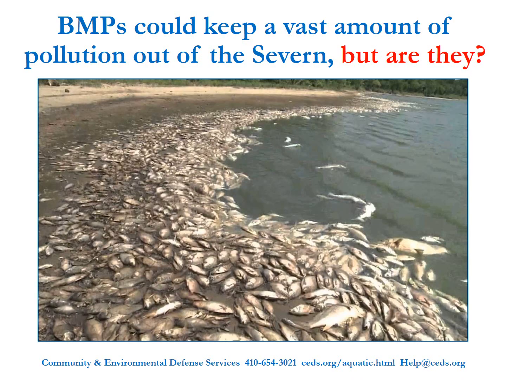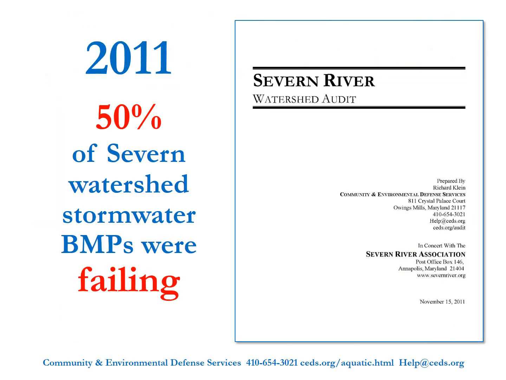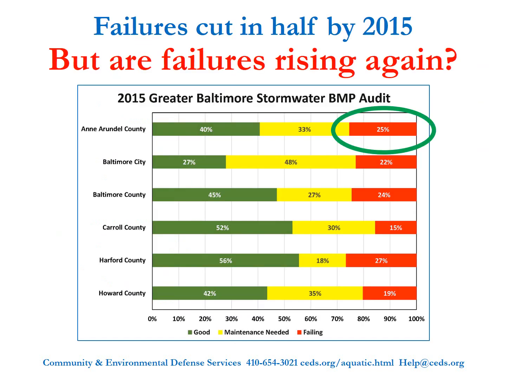So as you can see, BMPs could be keeping a tremendous amount of pollution out of the Severn, but the key question is, are they? If past history is any indication, we can't assume that that's the case. In 2011, we did this audit that you see on the right. I volunteered about 800 hours to the Severn River Association to put this audit together, and unfortunately I found that in 2011, half the BMPs we looked at in the Severn watershed were failing. Fortunately, by 2015, the percentage of failing BMPs was cut in half, from 50% down to 25%.